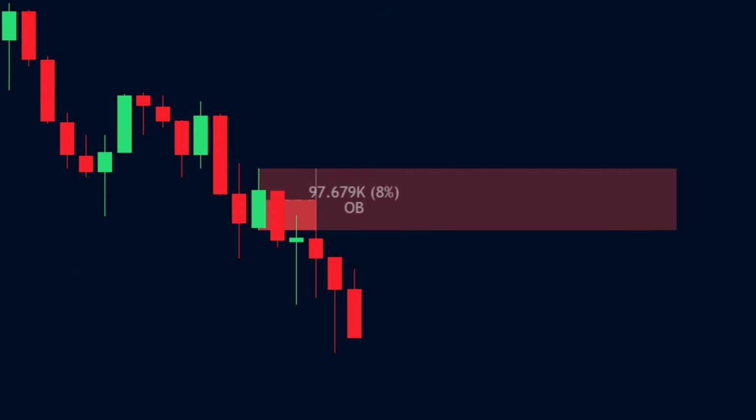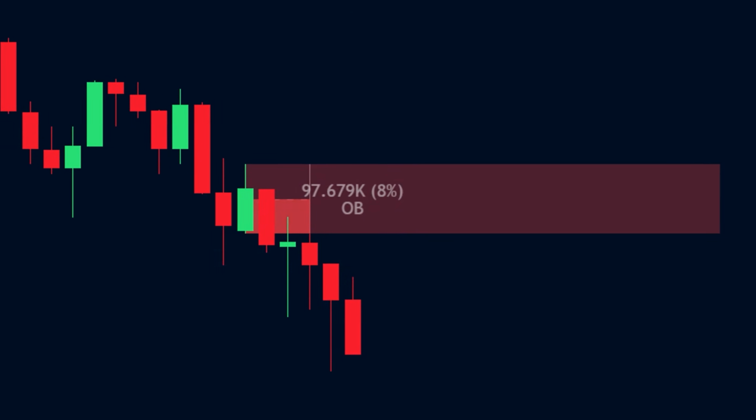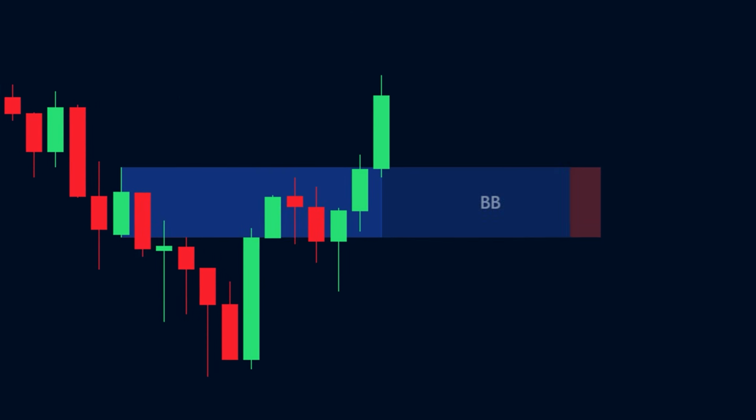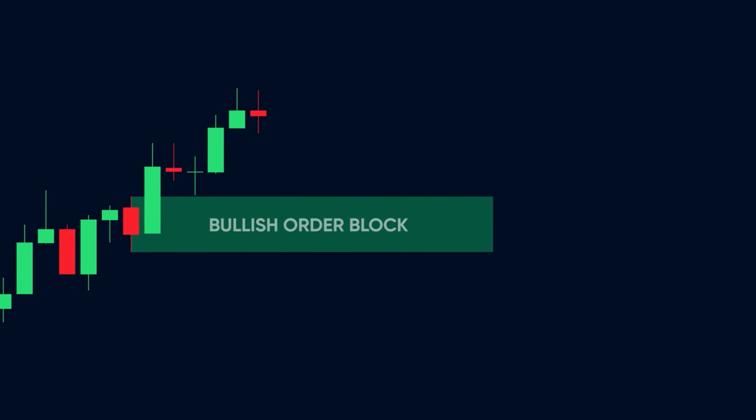Now here's where it gets interesting. A breaker block is simply a failed order block. Read that again. A breaker block is what forms when an order block gets invalidated, when price breaks through it instead of bouncing off of it. In other words, what used to be an area of strength becomes a point of weakness.